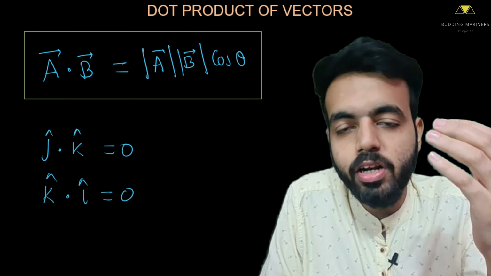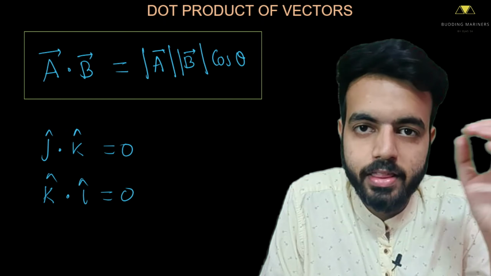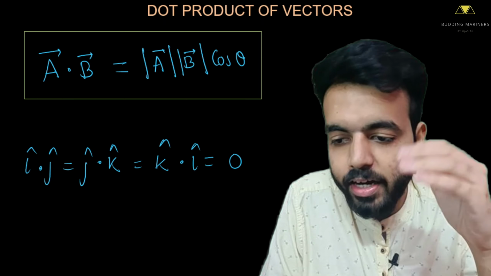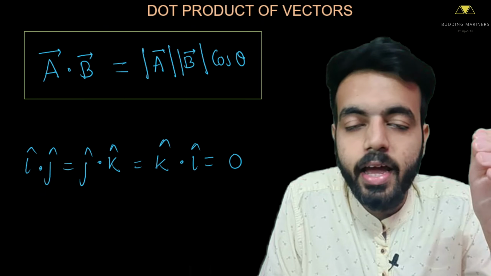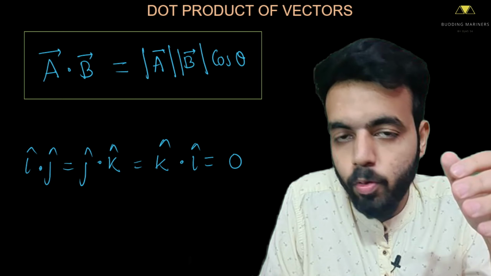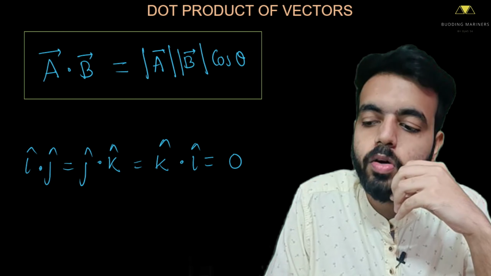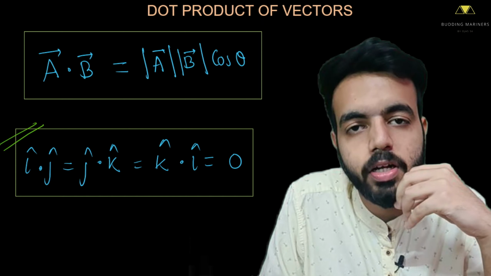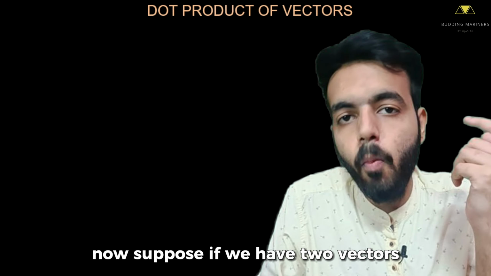Similarly, we can do the same for j dot k and k dot i. They will both be equal to 0. So we can say that i dot j, j dot k and k dot i are all equal to 0, and this is a very important relation. Please note it down.